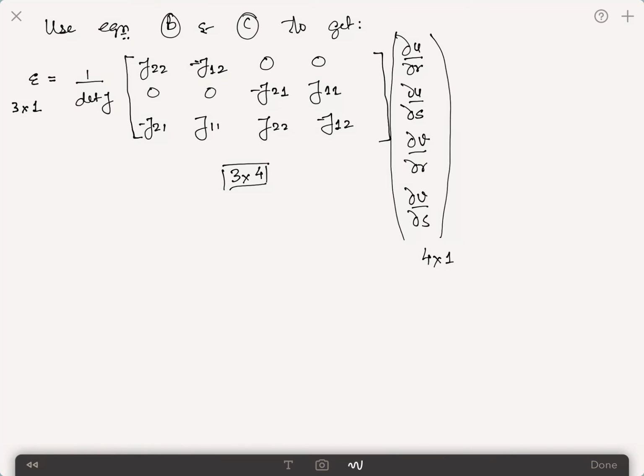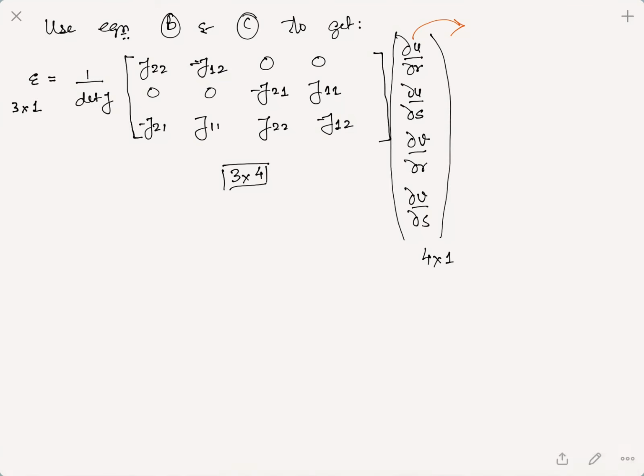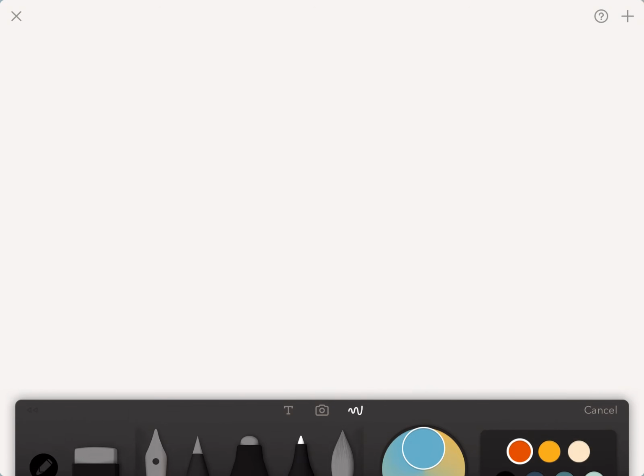So once we have this relation for the strain and the displacement, we also know that the displacement vector right here has u and v, which depends on r and s because of the shape functions. So we can also now expand this particular vector. So we can write dou u dou r, dou u dou s, dou v dou r, and dou v dou s.